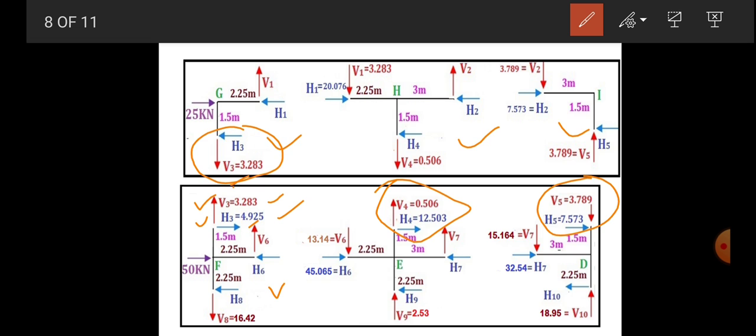Okay. Now let's consider joint F first. Now these shear force and axial force are the unknowns. We taken V6 in the upward direction and H6 toward the left hand side, and V8 we know from the previous calculation, 16.42 down. H8 we don't know, so we taken it toward the left hand side. Now let's first solve this joint F.